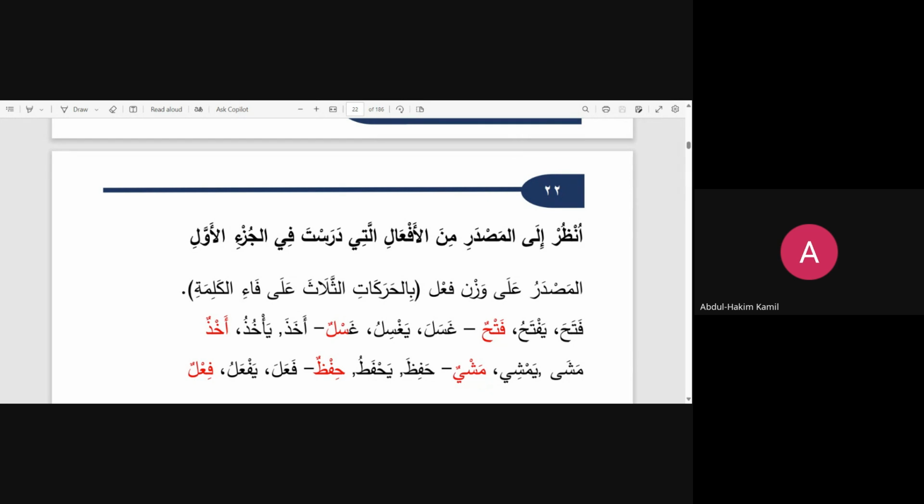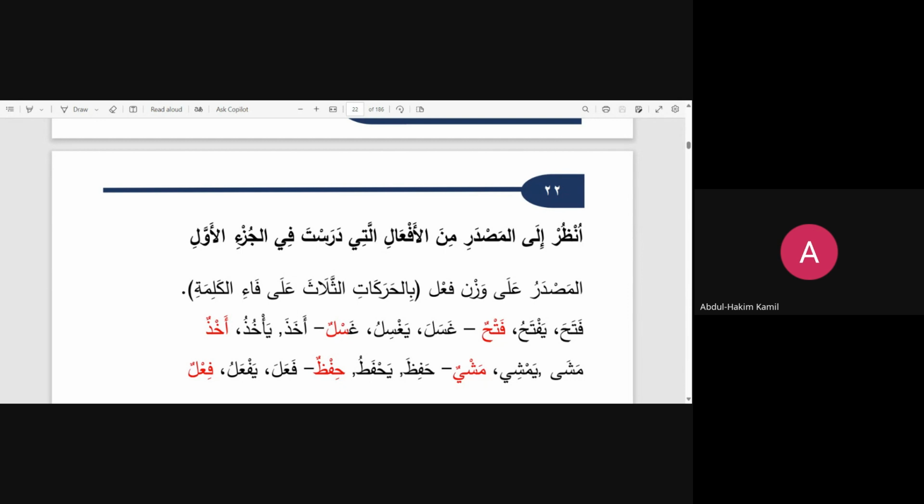Look at the masdar from the verbs that you studied in the first book. All these words, you know them. They're masdars from verbs that you know from book 1. It says: the masdar on the form fa'al with the three harakat on the fa'il kalima. It means fa'lun or fi'lun or fu'lun. That's what it means.